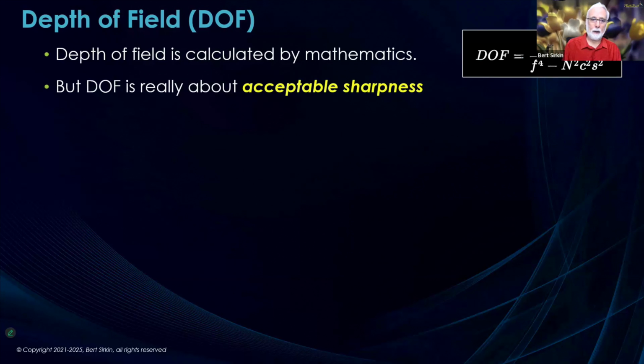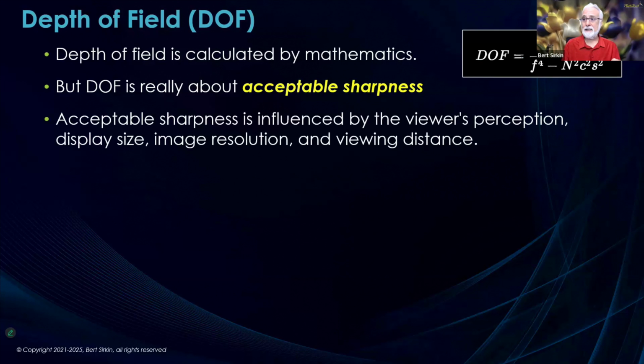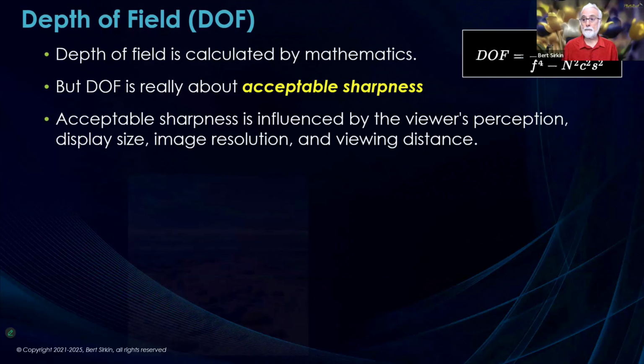Depth of field is really about acceptable sharpness. What is acceptable? How much sharpness do you find acceptable? And acceptable sharpness is basically influenced by each of our own vision, our perception, and how big we make the image, what the image resolution is, and what the viewing distance is. If let's say we print it, how far away are we looking? The closer you are, the less sharp it is.